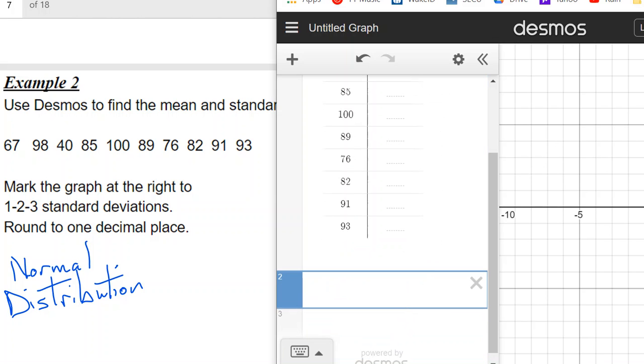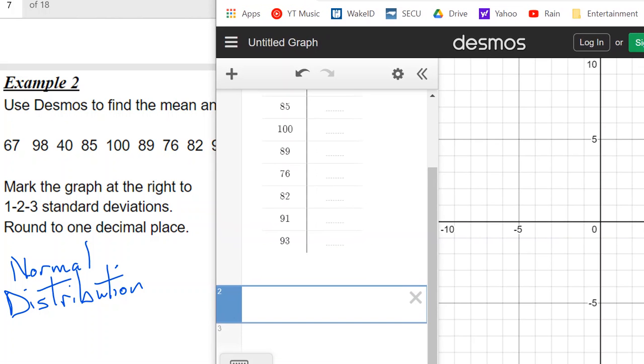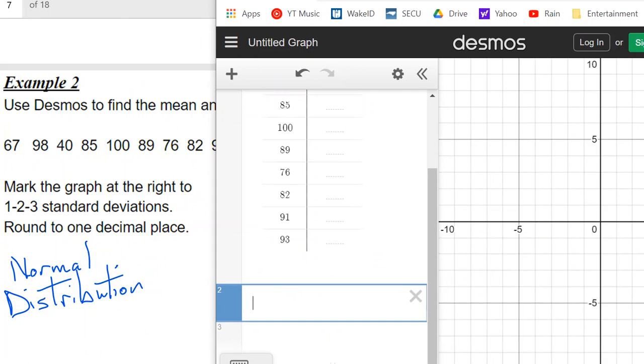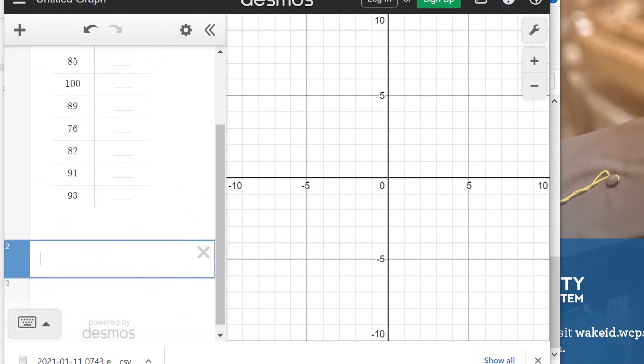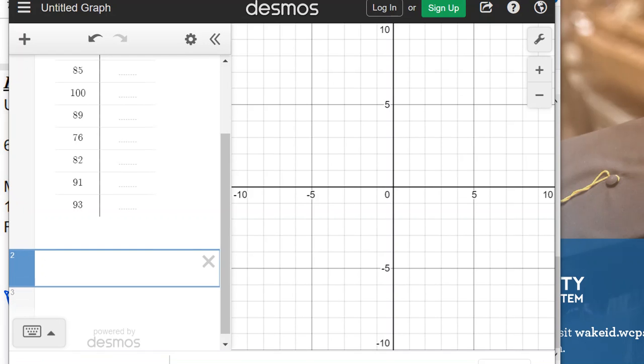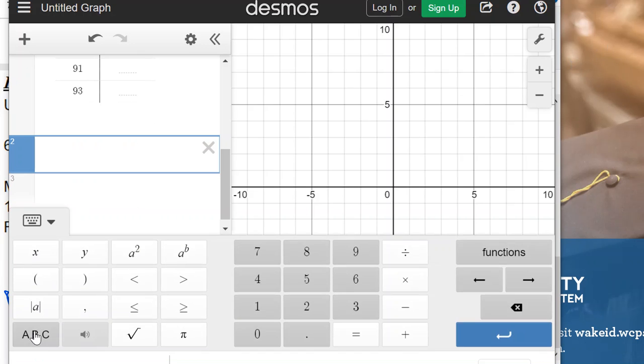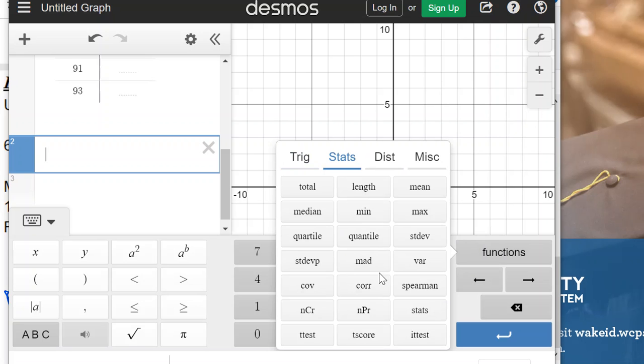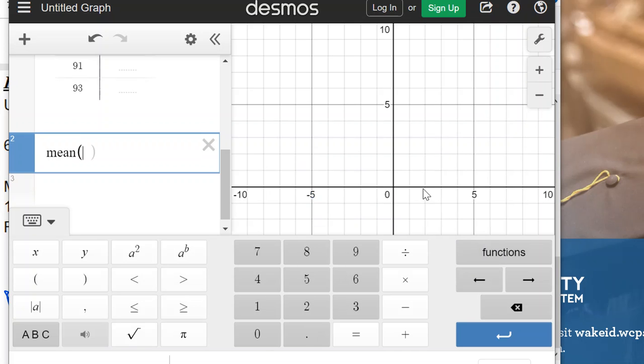And then we're going to go here, and I'm going to go ahead and blow this up. Well, maybe I don't want to blow it up all the way. Let's do it this way. We're going to click on the keypad, show the keypad, and over here where it says functions, we're going to bring up stats. We're in statistics.